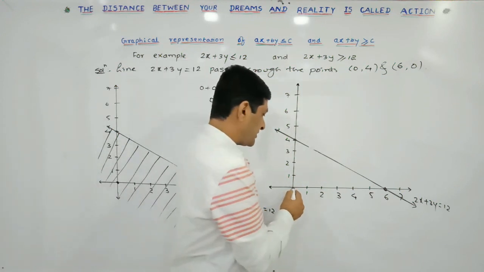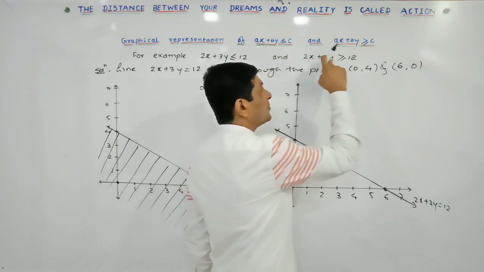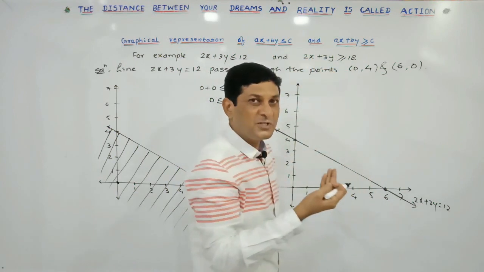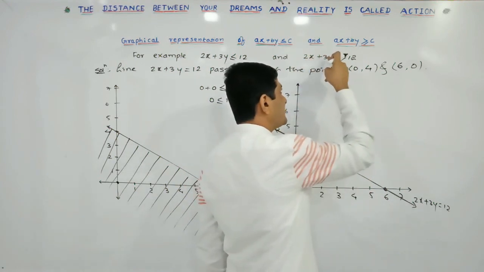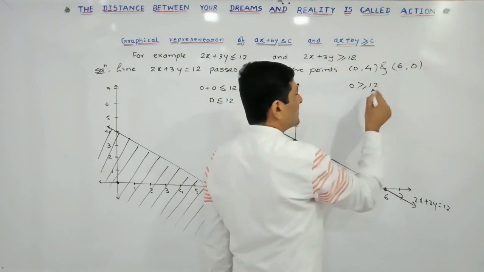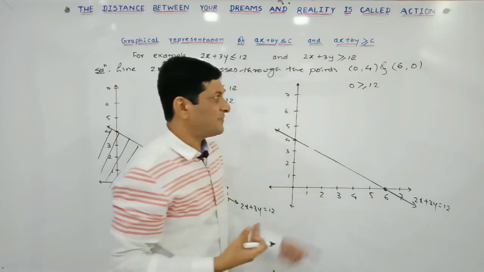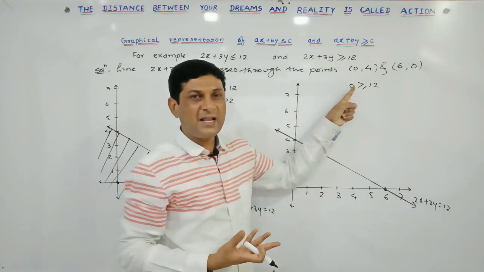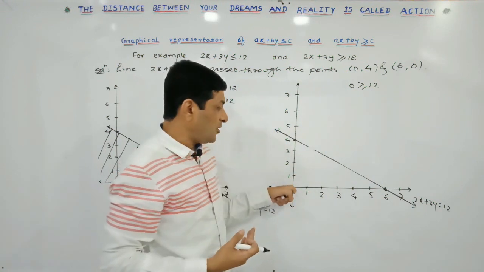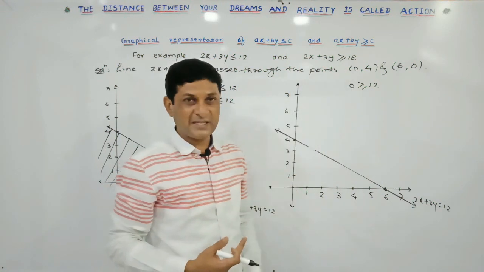So if we substitute the coordinate of origin here, what are the coordinates of origin? 0, 0. Means if we replace x by 0 and y by 0, on this side we will get 0, and is 0 greater than or equals to 12? Is it true or false? Yes, definitely 0 is not greater than 12 and not equal to 12. Means this is false. Means the coordinate of origin does not satisfy this expression.